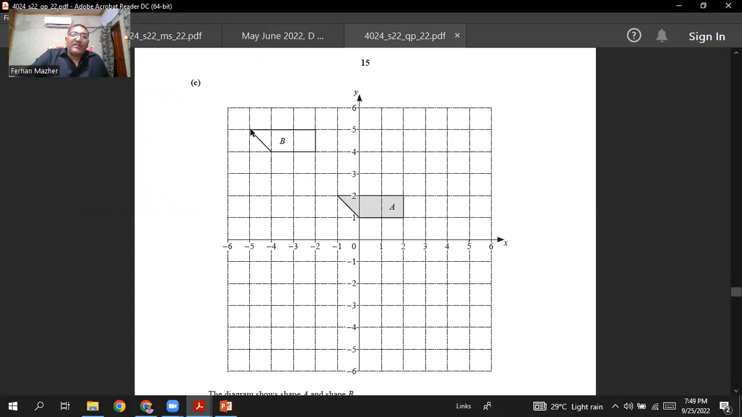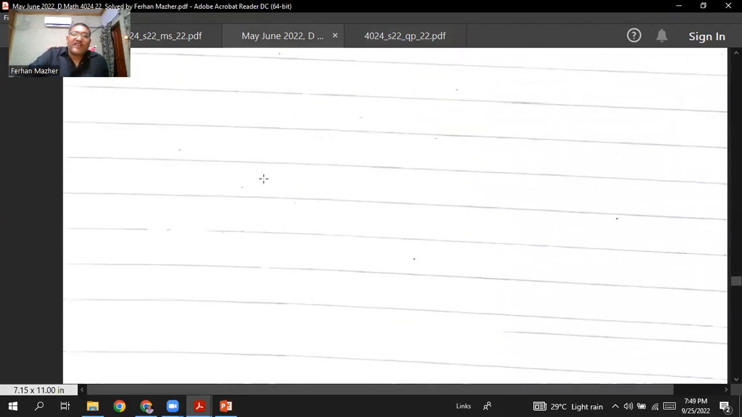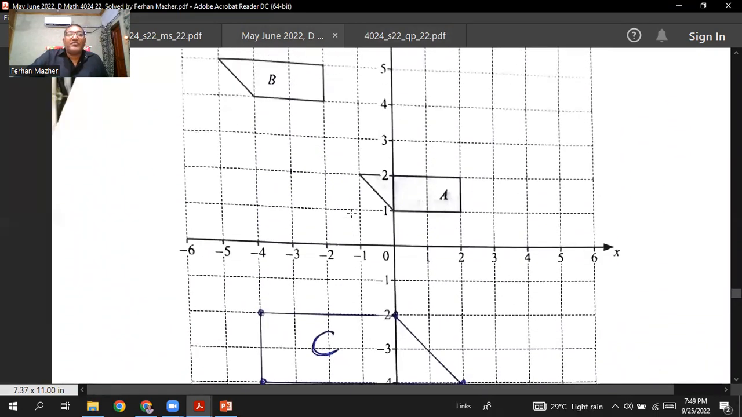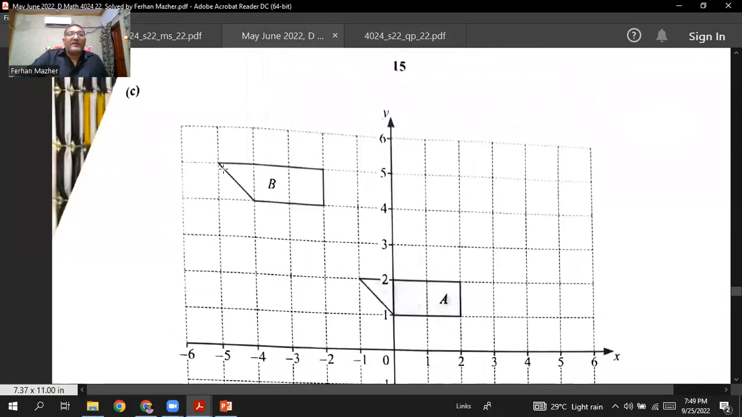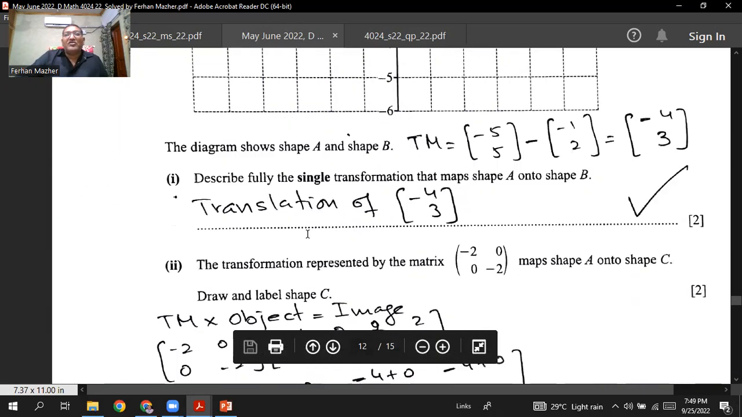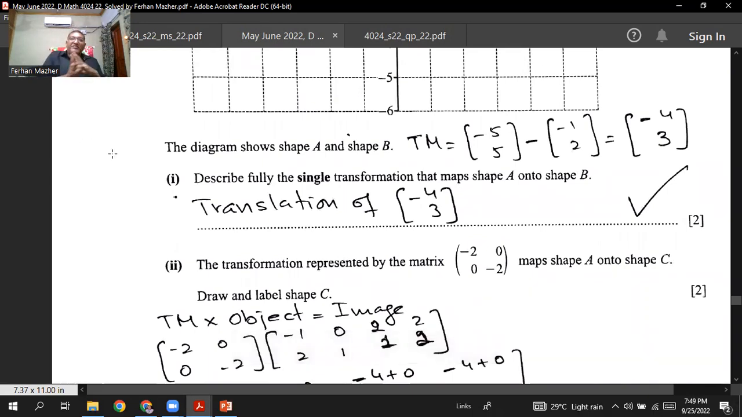You take any point on the image, you note down its coordinates, take the same point on the object, you note down its coordinates. From the coordinates of the image, you write it in the form of the column matrix, and you subtract both of them, image minus object, that will give you the translation matrix. So it's a translation. And let me show you the translation. And I have taken which point? Minus 5, 5. So I've taken this point minus 5, 5, and on the object it is minus 1, comma 2. So from the image minus object, that is the translation matrix.